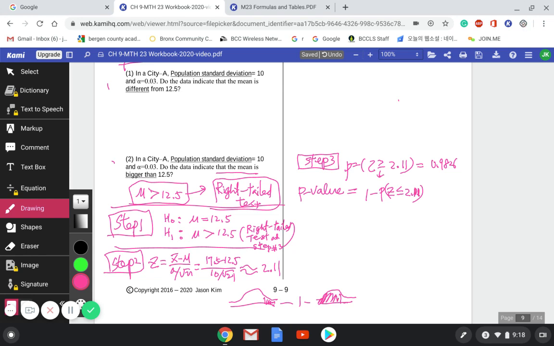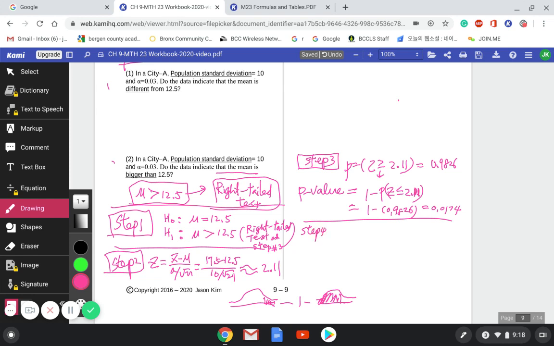Then you will get the right side. So that's why you have to do 1 minus p of z is less than 2.11, which means this is a 1 minus 0.9826, because that's what we got. So when you do that, you end up with 0.0174. So that's the p-value that you have.